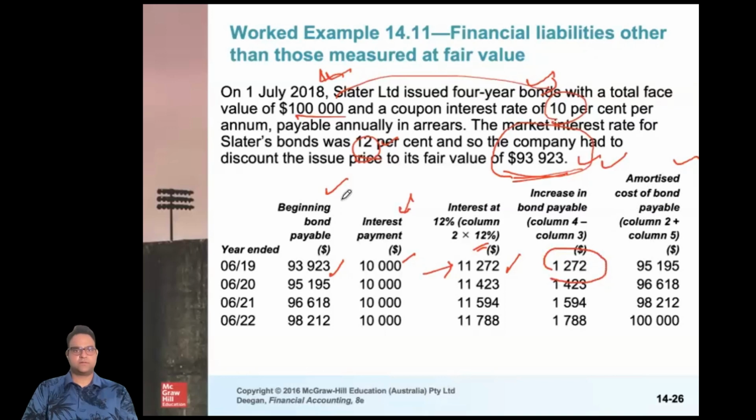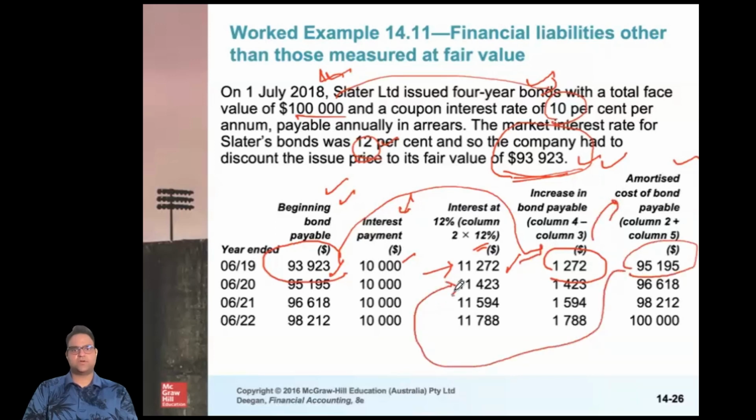So our bond payable, which was 93,923, plus 1,272 will become 95,195. And next year, the interest is being charged on that increased amount. So every year it keeps on increasing. After 4 years, it becomes 100,000. You can read the schedule. This is how the schedule has been made. Here, our interest payment is less than what we're supposed to pay. So that's considered a contractual liability on us, which is a financial instrument practice. And every year it keeps on increasing.